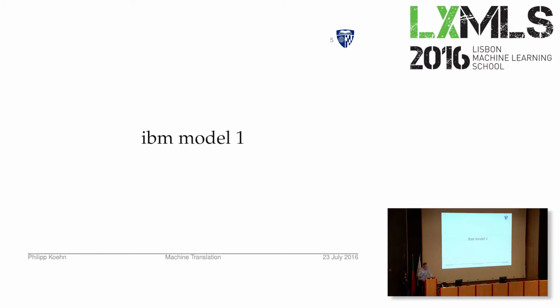Okay, so this is now hopefully sufficient motivation to introduce the very first statistical machine translation model that is very simple. It was proposed in the late 80s at IBM. It gets taught in all classes on MT. Nobody actually uses it to do translation, but it introduces a lot of interesting concepts.